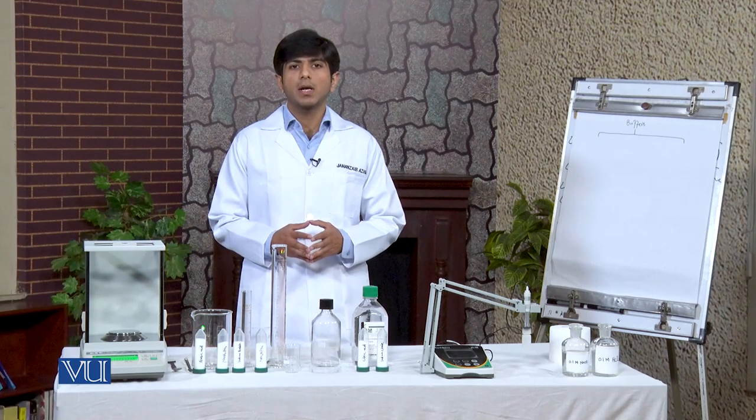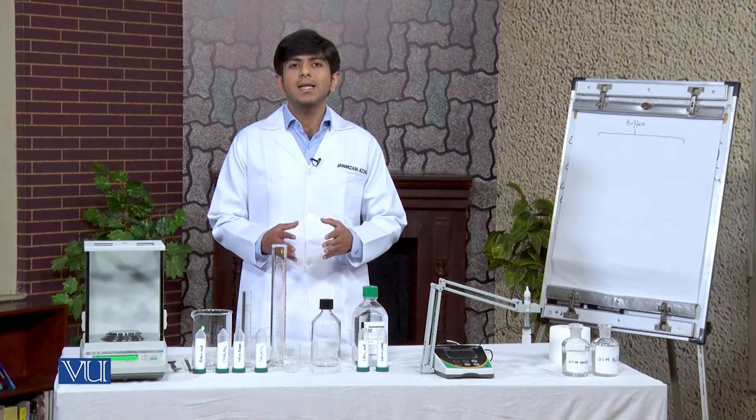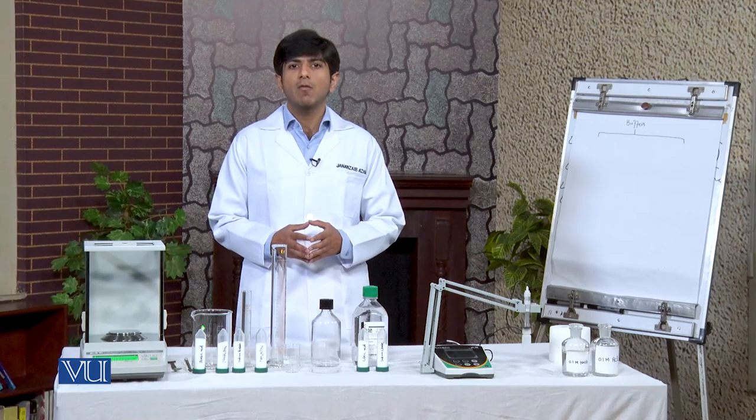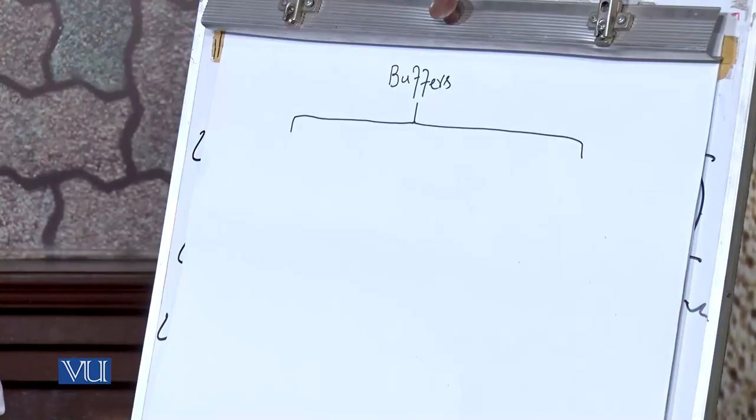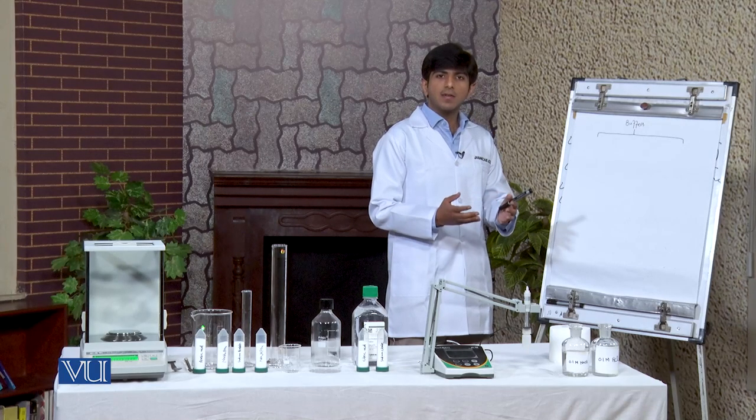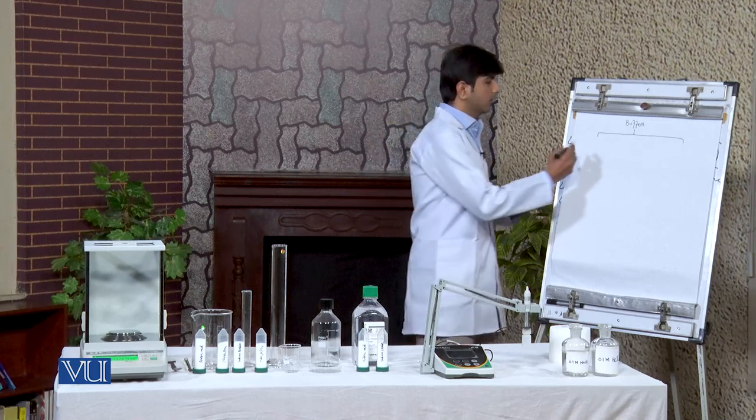It is very important to maintain the pH of the solution while working in the laboratory. So, buffers are usually used in most of the wet lab experiments. Let's have a look at the types of buffers. Buffers are usually classified into two main types, acidic and basic.